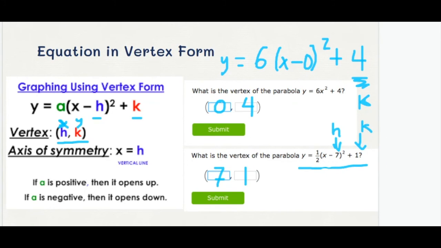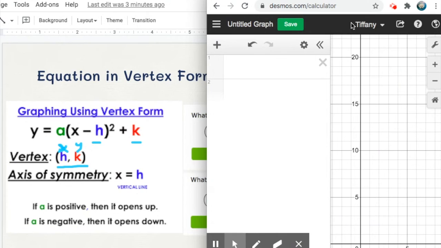Just be very careful. Remember that for the h value, it's x minus h, and if there's a minus sign there, that number will be positive. But for the k value, it's plus k in the original equation. So if there's a minus sign there, the number will be negative. Likewise, if it is x plus 7, your 7 would have been negative. So please be very careful with your positive and negative signs.